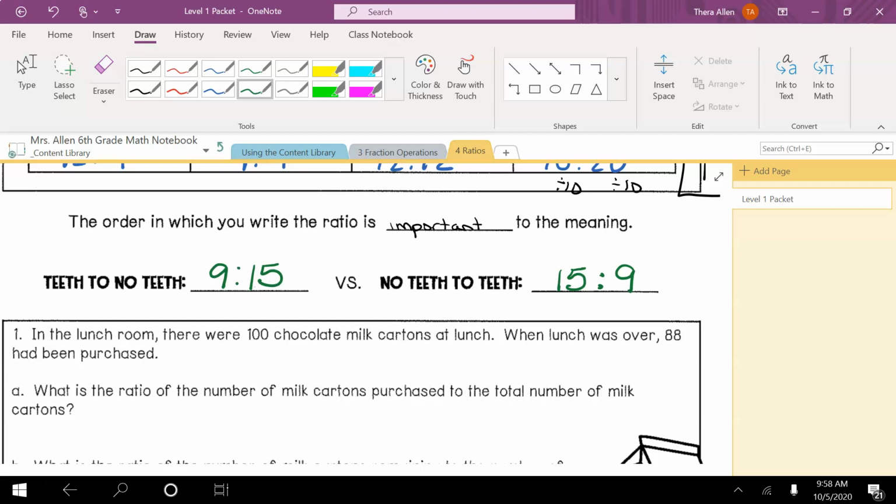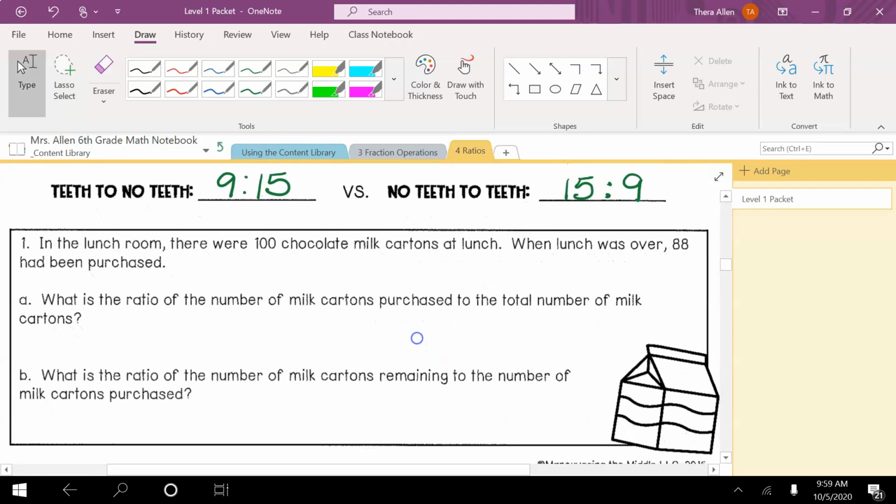And a lot of word problems will try to trick you. For example, in the word problem, they might put no teeth first, the amount, and then teeth, but then it's going to ask you the ratio backwards. So make sure you're really paying attention. It might help to highlight the different things, different colors, to help you see what it's asking. Let's do an example together.